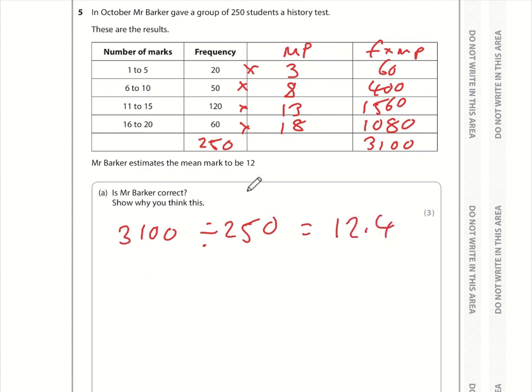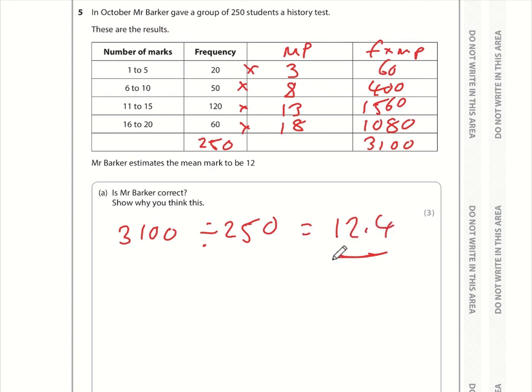Mr. Barker estimates the mean mark to be 12. So, well, it is an estimate. Yes and no is acceptable, really, as long as you justify it. I mean, we've got 12.4. You could say Mr. Barker is correct because 12.4 is close to 12. Or you can say no, Mr. Barker is not correct because 12.4 is not 12.